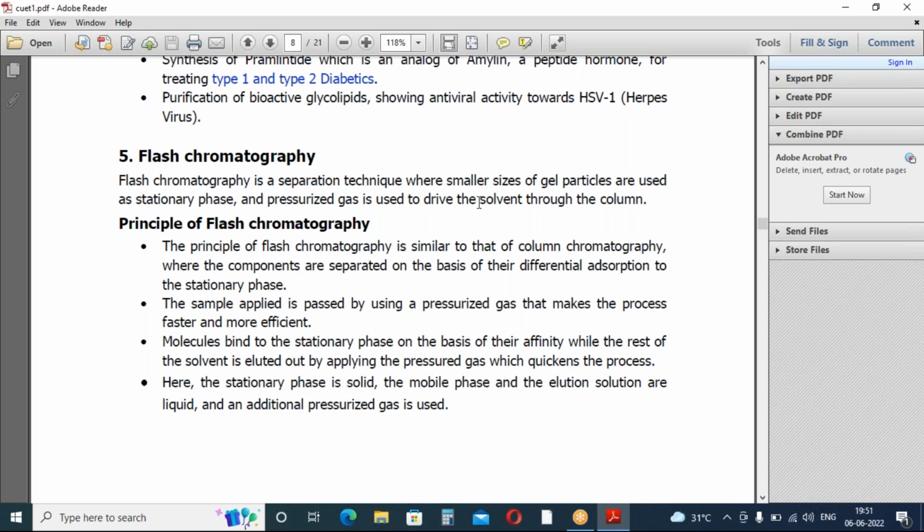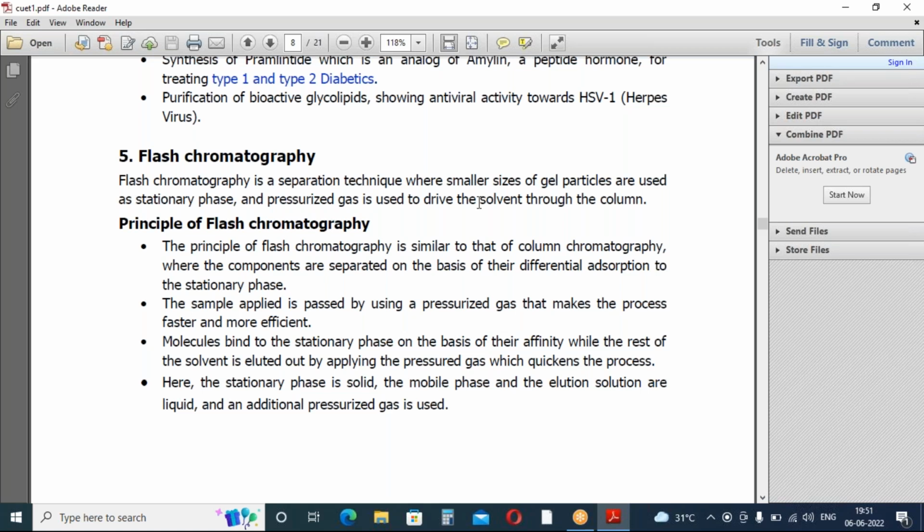This is also based on adsorption, but here the sample flows into the column mainly by applying pressurized gas, and that makes the separation process efficient and faster. Here the molecules bind to the stationary phase based on affinity, and we are using the pressurized gas.